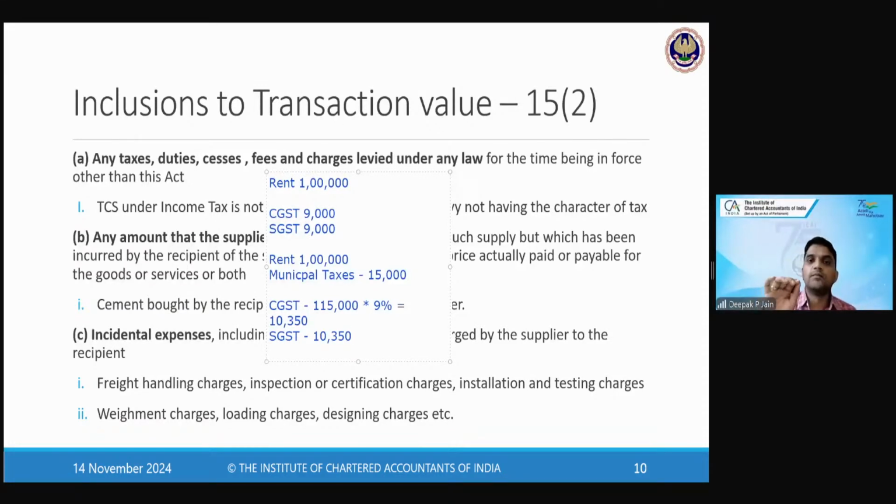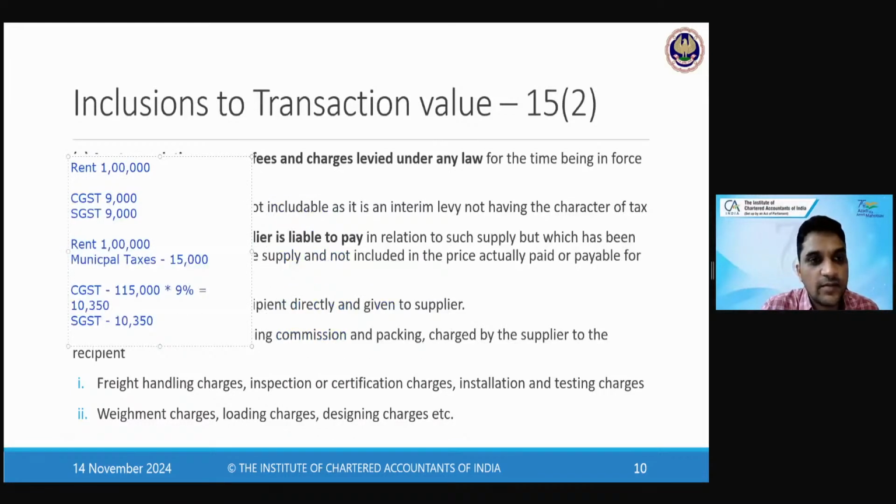That is the meaning of the first inclusion. Clear here? Okay. Now, with this we understood. Let us keep this example aside. Now we'll go to the next example.